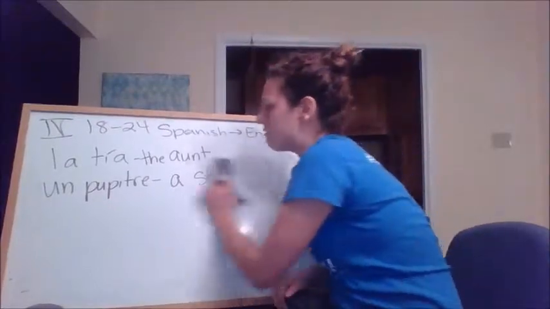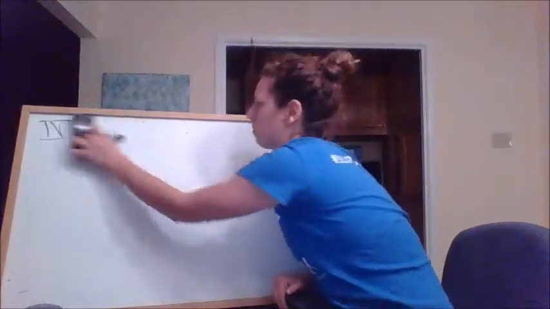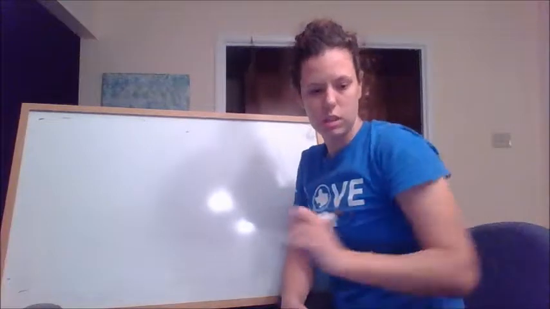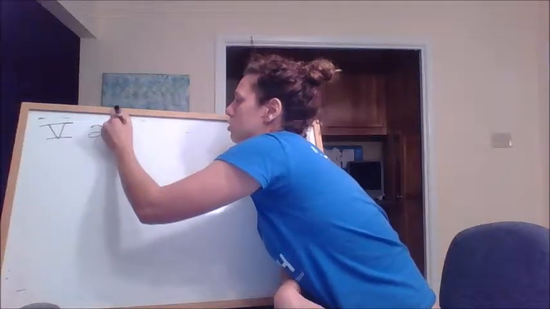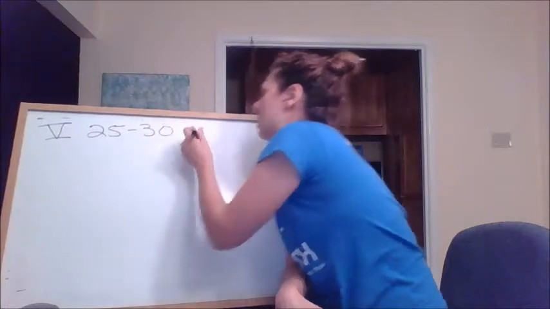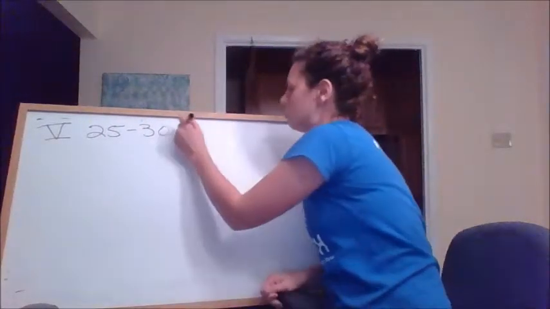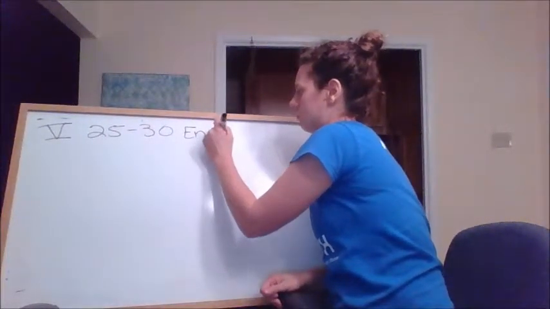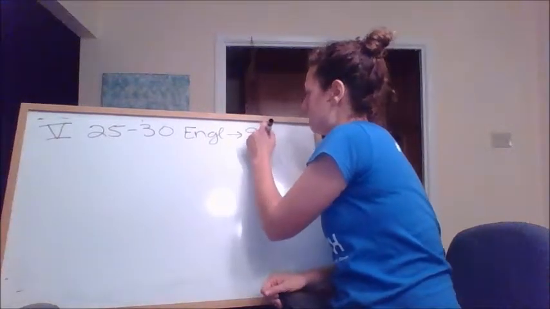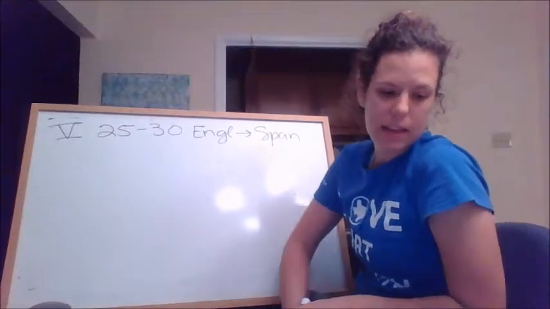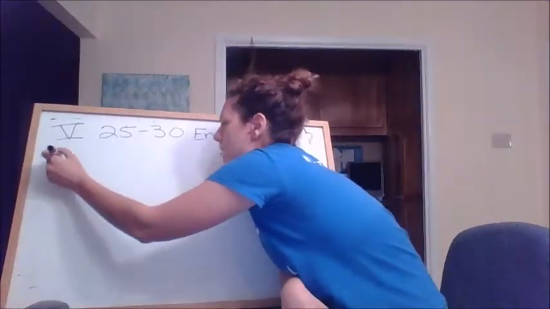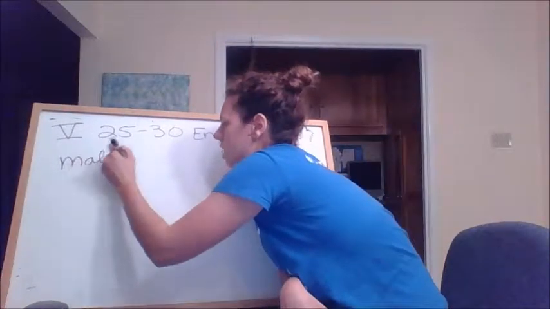So part 5 is 25 to 30. And this is English to Spanish. Okay? And so this is going to be something like male cousin.